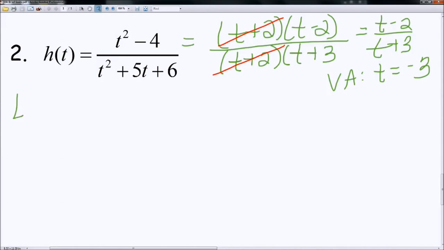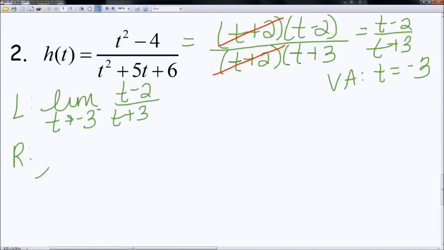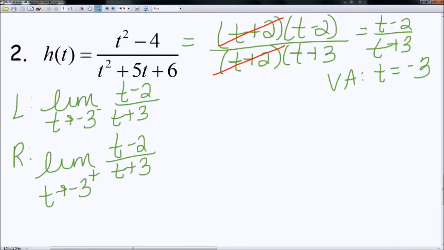And so once again, I'm going to check the left hand side and the right hand side. And so I have the limit as t is approaching negative 3 from the left. And I'm just going to go ahead and write t minus 2, the simplified version, over t plus 3. And the right hand side, the limit as t approaches negative 3 from the right of t minus 2 divided by t plus 3. And let's go ahead and think about numbers that are really close to negative 3 to the left. Well, I'm going to say negative 3.01.